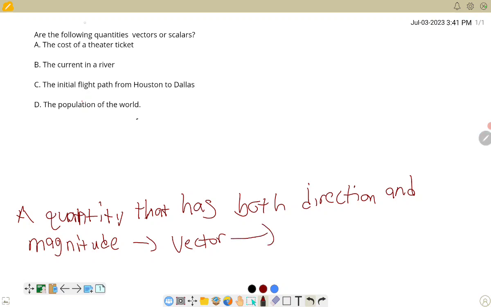In this case, the first one asks, is the cost of a theater ticket a vector or a scalar? Well, obviously the cost of a theater ticket doesn't have any kind of direction. It just has a value that you need to pay. So this one is a scalar.